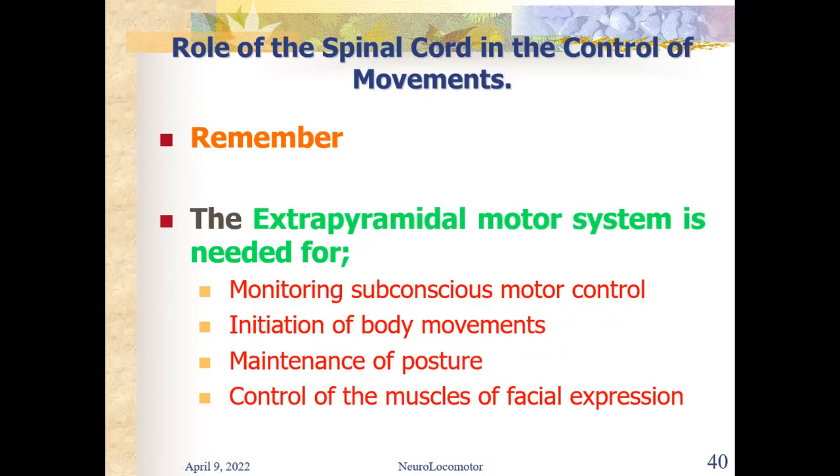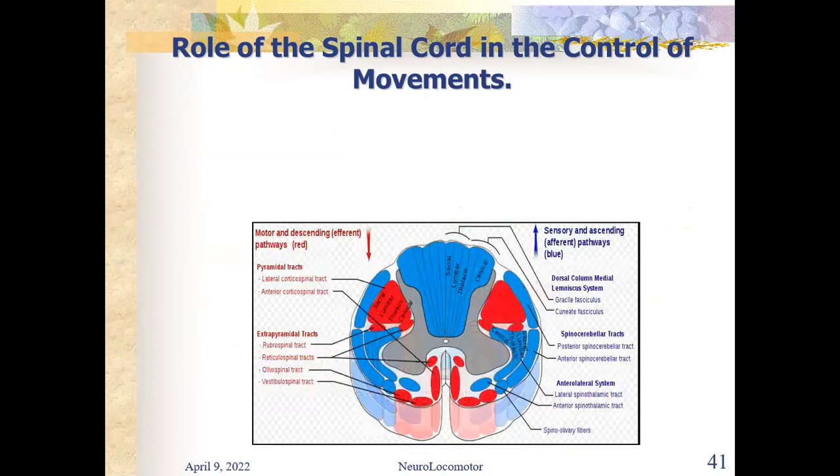So don't forget. This diagram shows you the divisions of the spinal cord, how the descending tracts pass through the white matter of the spinal cord, which contains the ascending and the descending tracts. You can see on the left side of the screen the pyramidal tracts. You can see the extrapyramidal tracts where they descend through the spinal cord.